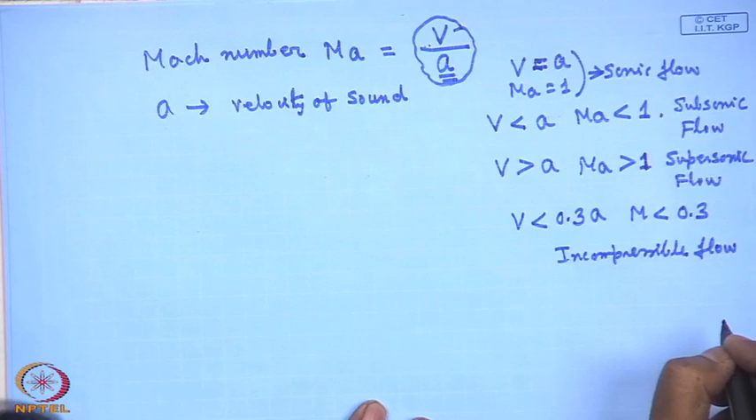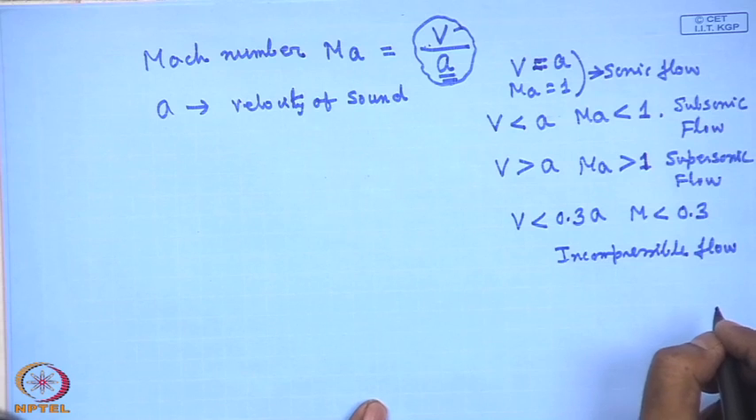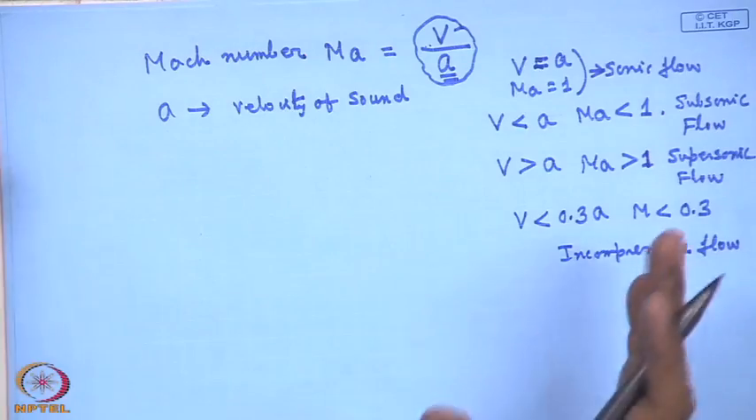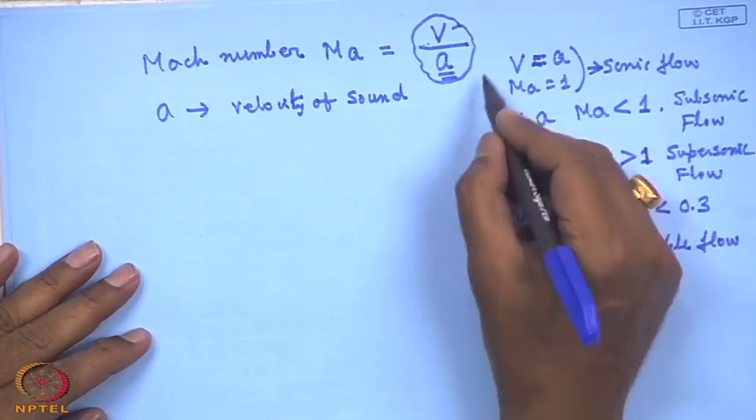Incompressible flow. You understand? Incompressible flow means the density does not change with the pressure, or the change in density with the pressure is negligible. Okay? The relative change in density is negligible. So, these are the regimes of flow.